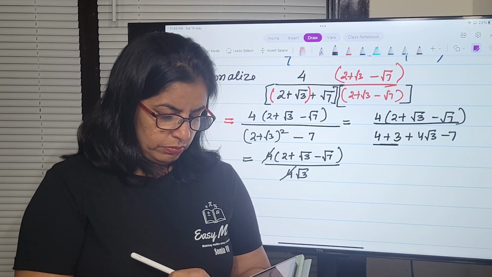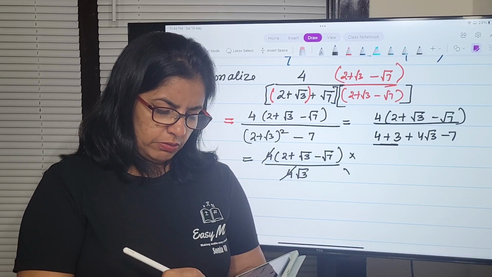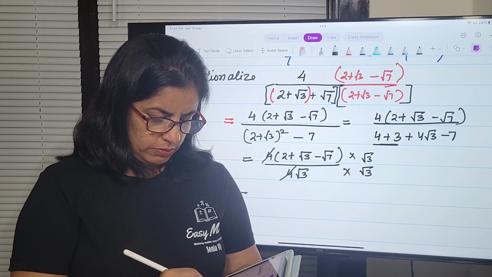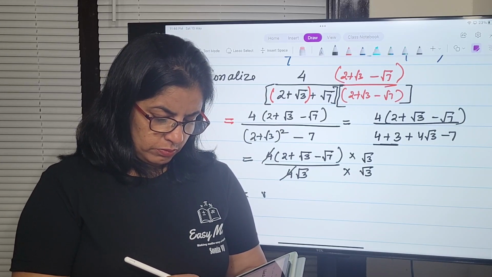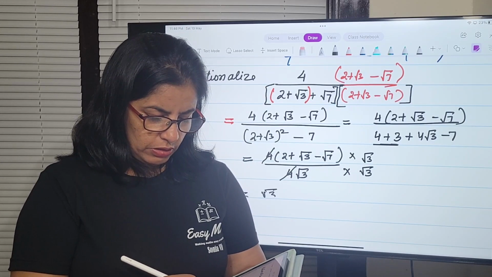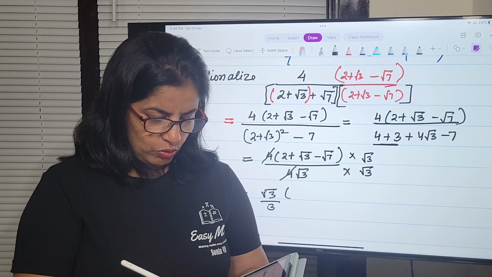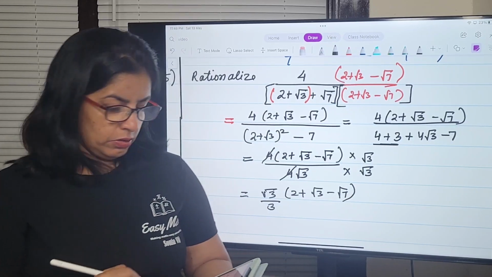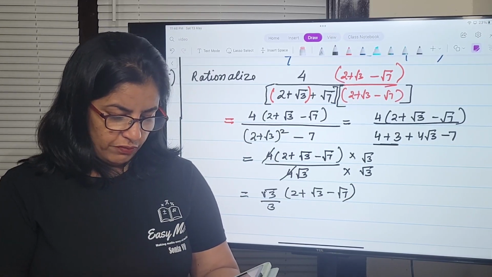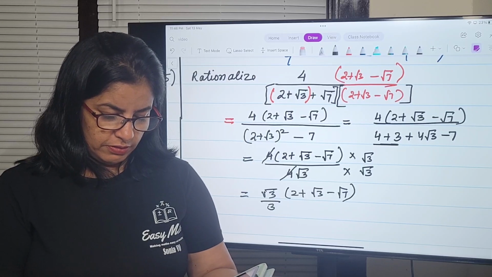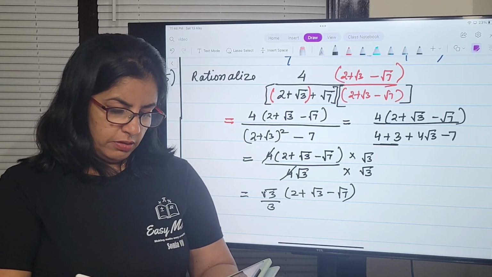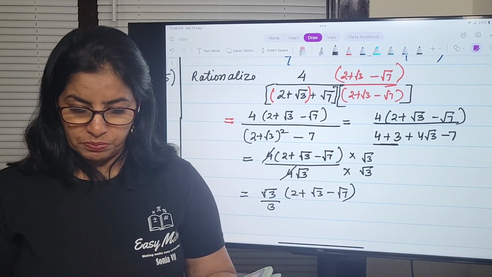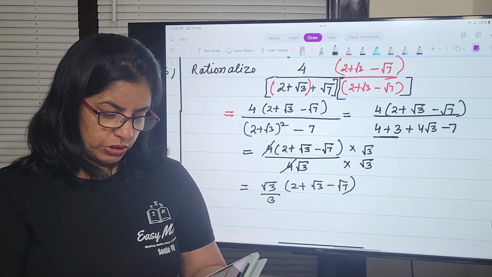Cancelling the 4, multiplying each term by root 3, you get root 3 upon 3, 2 plus root 3 minus root 7. Okay. So this is what we have got after rationalizing this. And we can see the denominator is rationalized to 3. Moving on to the next question.